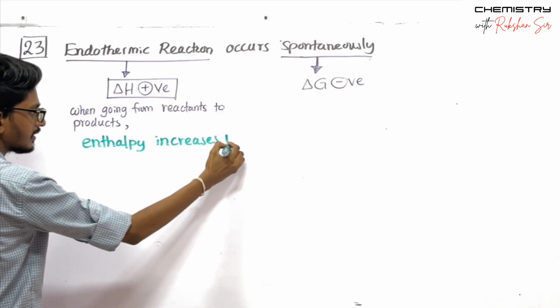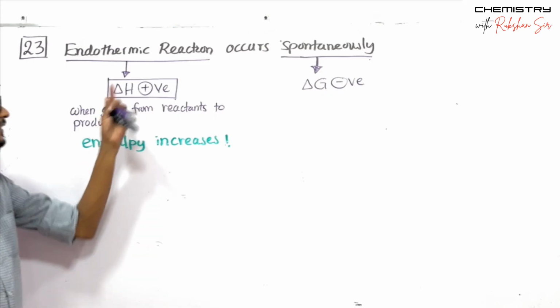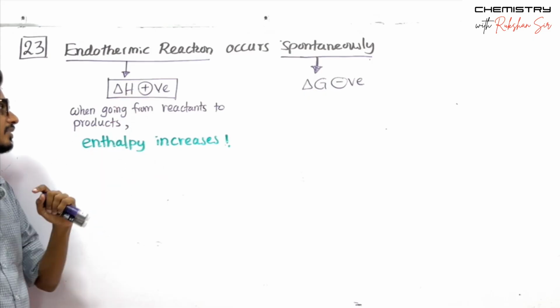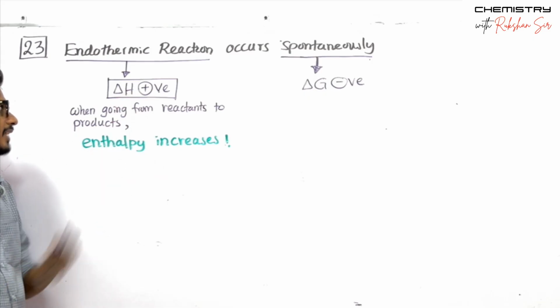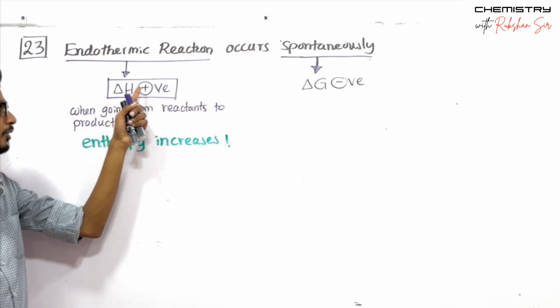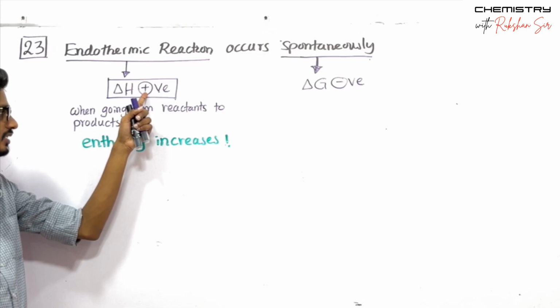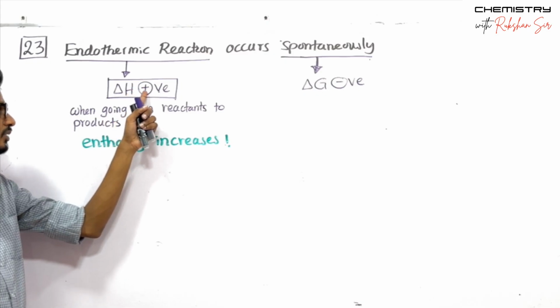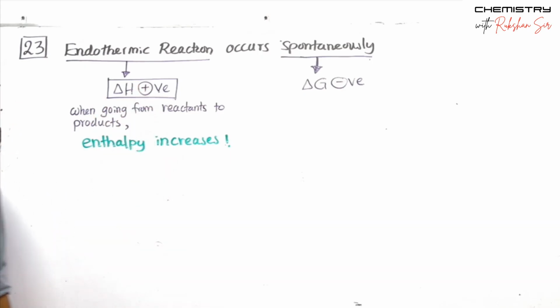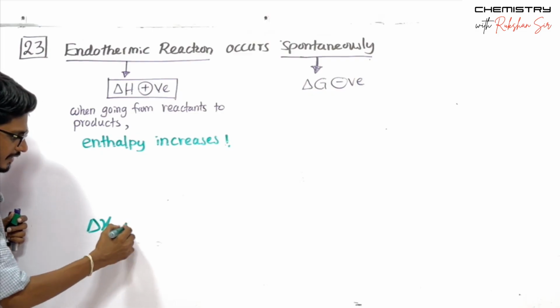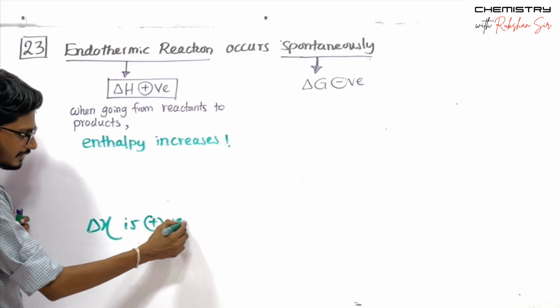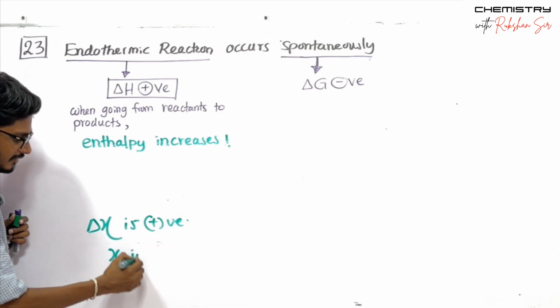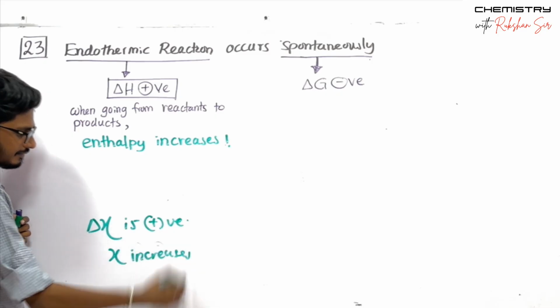That idea is clear now, right? Delta H positive means enthalpy increases. Some delta property positive means that property increases when going from reactant to products. If some delta property is negative, that means that property decreases when going from reactant to products. That idea was discussed, right? So if delta X is positive, it means that X increases when going from reactant to products.